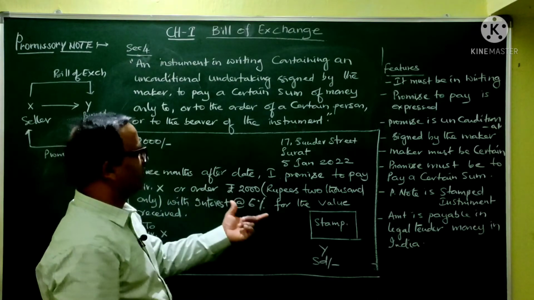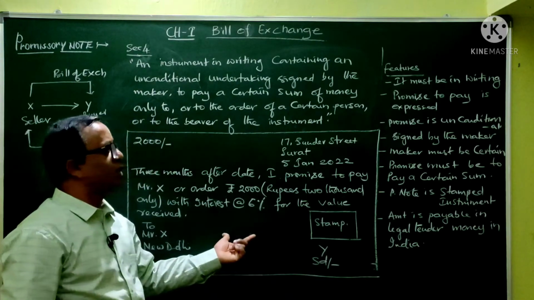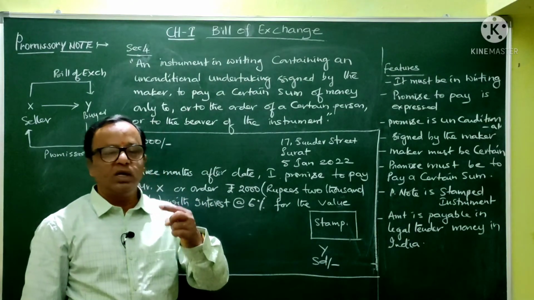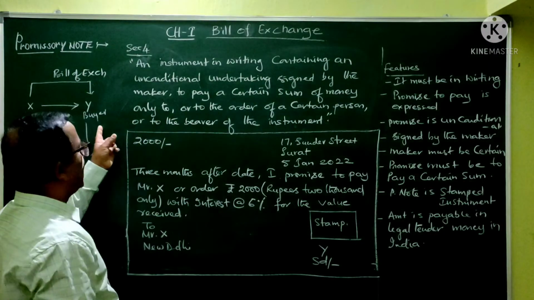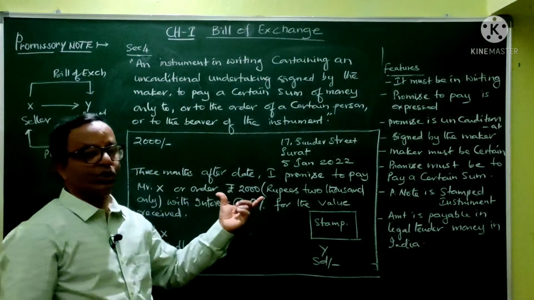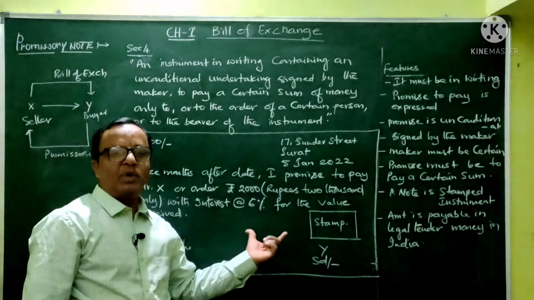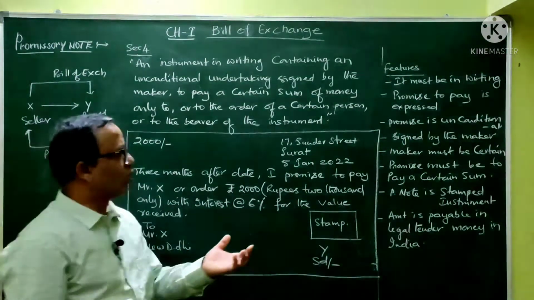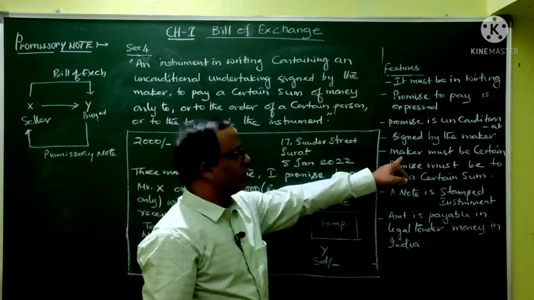So when we come across the maker here, you should know that for a particular promissory note there will be two parties. One is the maker, another one is the payee. Here the buyer is the maker, whereas the seller is the payee. The maker is the person who makes this instrument. The payee is the person who receives the money on the due date from this maker for the promise made. So the maker must be certain.